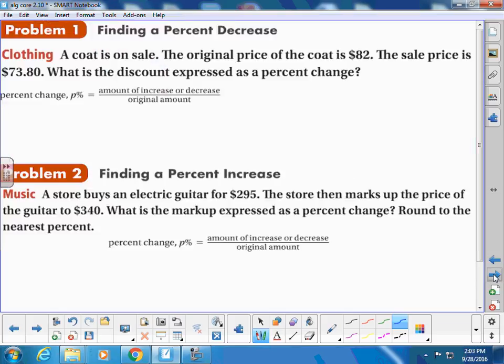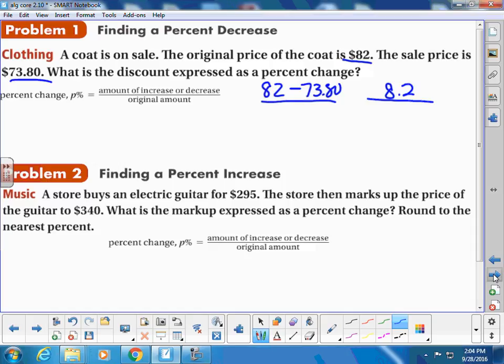If we look at this, a coat's on sale. The original price of the coat is $82. The sale price is $73.84. So that's all I need, 82 and 73.84, to find out the amount of increase or decrease. Well, it started at 82 and it went down to 73.84. So I need to find out how much it decreased: 82 minus 73.84, and that part is going to be 8.16.